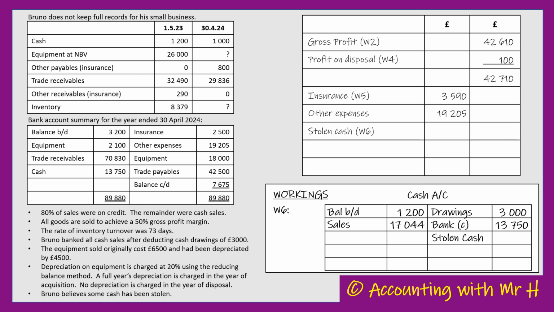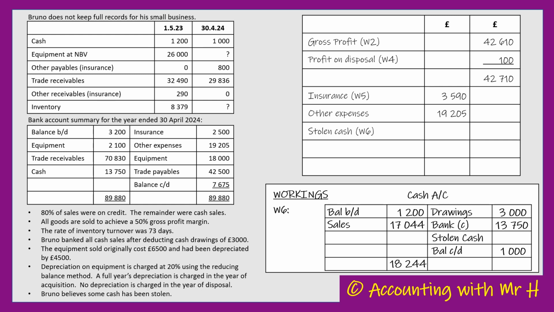And what does he know at the end of the year? Well, at the end of the year, he knows he had £1,000 of cash left in the business. So that will be brought down on the debit, which means it will be carried down on the credit. There it is. So now if I add up everything on the debit side, it's going to give me 18,244. But on the credit side, that doesn't total 18,244. And that's because some cash has indeed gone missing or been stolen.